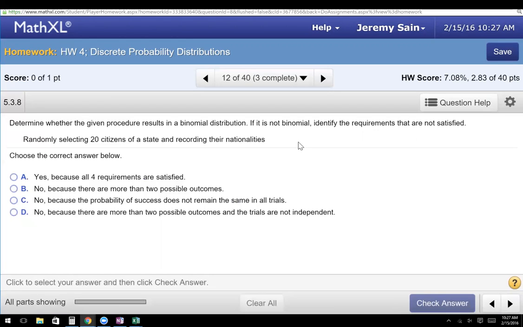Okay. Yeah, binomial distribution is where you're doing something and there's only two possible outcomes. You call one success and one failure most of the time. But if you're talking nationalities, there's more than two answers we could get. If we reword this, saying we're selecting 20 citizens of a state and asking were they born in America, then that would be binomial because yes, they were, no, they weren't. But if you're asking what nationality, no, because there are more than two possible outcomes.